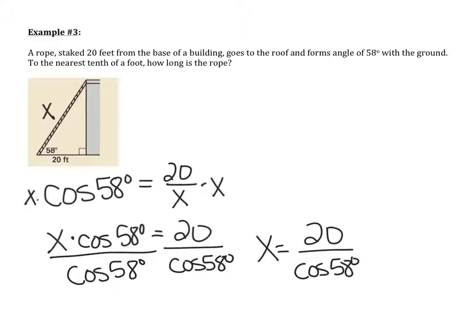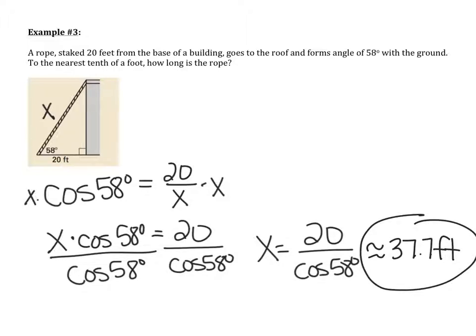This would be my exact answer, but remember it told me to round to the nearest tenth of a foot. So in my calculator, I'm going to take 20 divided by, hit the cosine key, 58 degrees. And I get about 37.7 feet. So the length of that rope, using the 58 degree angle and the fact that it was 20 feet from the base of the building, this rope would be about 37.7 feet long.